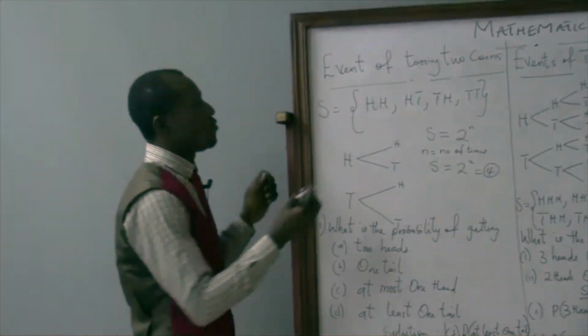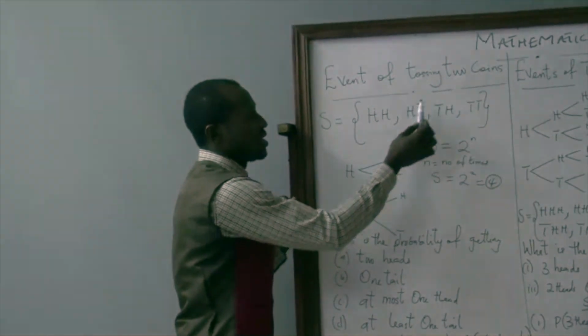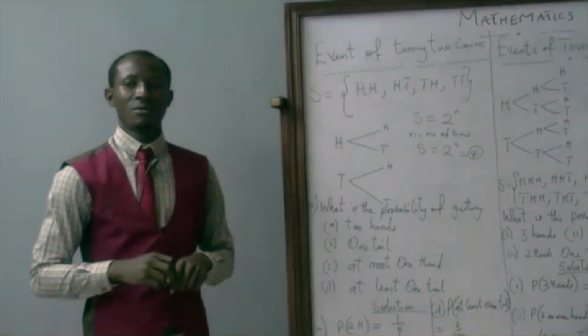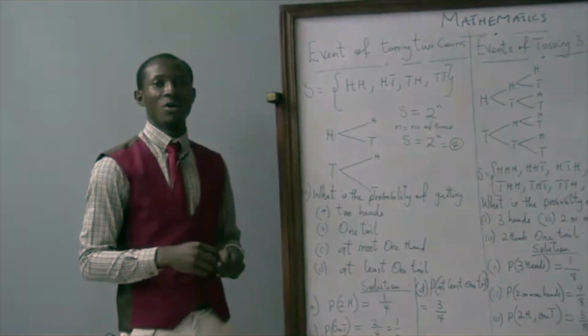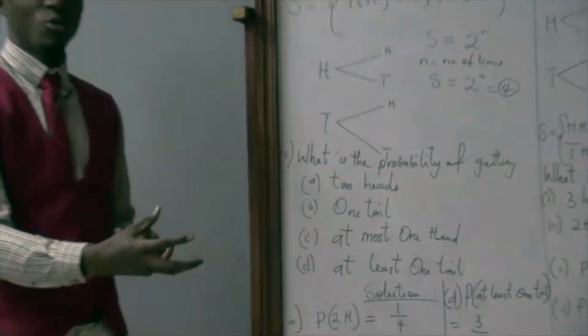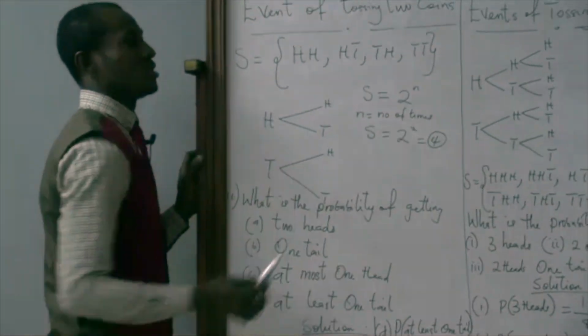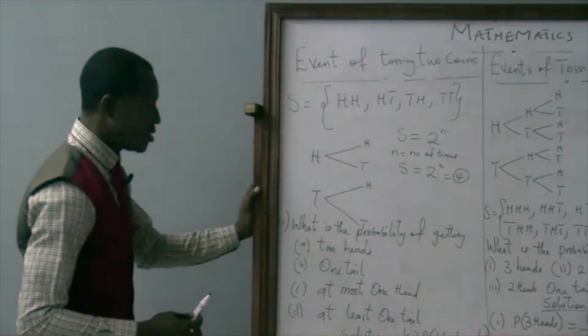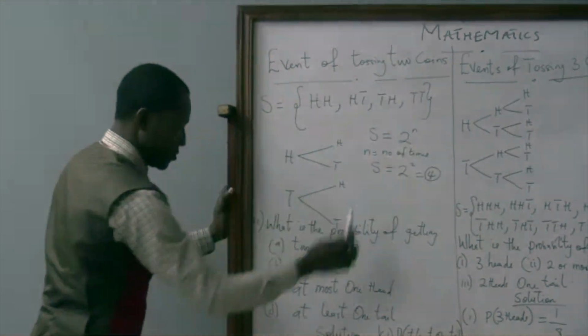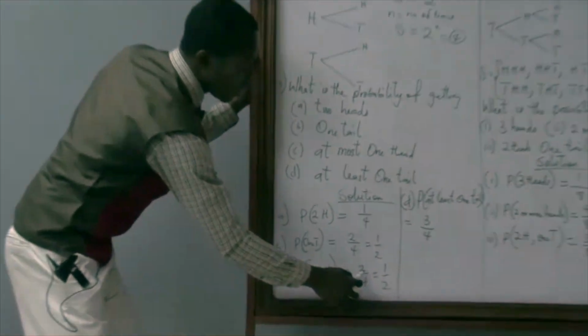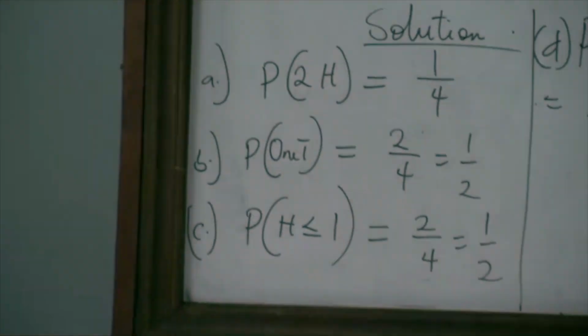So how many have 1 head? There's 1 head here, there's 1 head here. At most, the highest, what's the probability that if I toss 2 coins, I'll have at most 1 head? I'm having 1 head here, I'm having 1 head here. So that gives me 2 of them, which is 2 divided by 4. Divide that, 1, 2 here, 1, 2 in 4, that's 1 over 2.